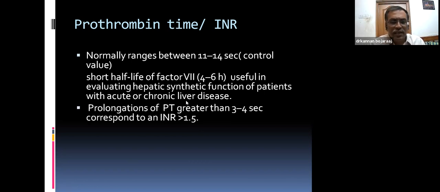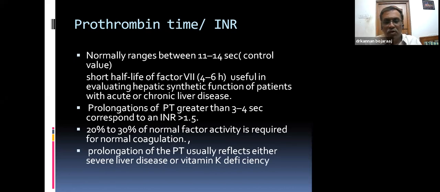chronic liver disease. And prolongation of this prothrombin time by more than 3 to 4 seconds is very significant, and it will correspond to an increase in INR of more than 1.5. So a 3 to 4 second increase is most significant. And for the normal activity of coagulation, as far as any clotting factor is concerned, 20 to 30% of the normal factor activity is required for normal coagulation. So the prolongation of the PT usually reflects either liver disease or vitamin deficiency.